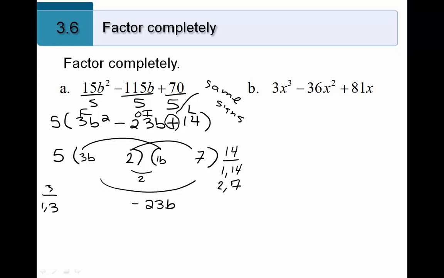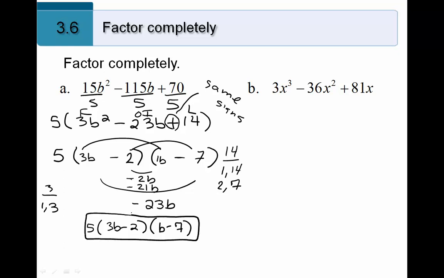2 times b is 2b. 3b times 7 is 21b. My signs both have to be the same. In order for it to add up to negative 23b, they would both have to be negative. So my answer is 5 multiplied by 3b minus 2 multiplied by b minus 7. Or you could have the b minus 7 in front of the 3b minus 2, but I would put the 5 out front. If you put the 5 behind, you'd probably want to put it inside parentheses, but it's best to put the GCF out front.